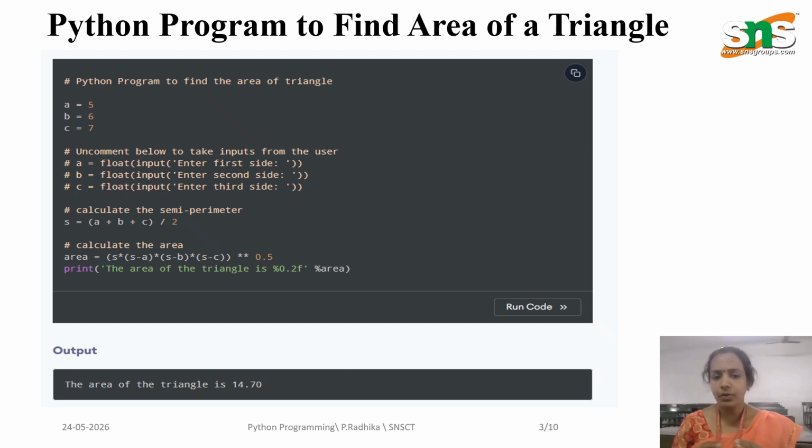Area is equal to, so the formula I am typing. S into S minus A into S minus B into S minus C, double asterisk 0.5. This is the formula. And I want the output to be displayed. Print the area of the triangle is percentage point 2 f percentage area. Percentage area means from the calculated value, the output will be taken. Point 2 f means two decimal places will be considered in the output. So that is the logic.